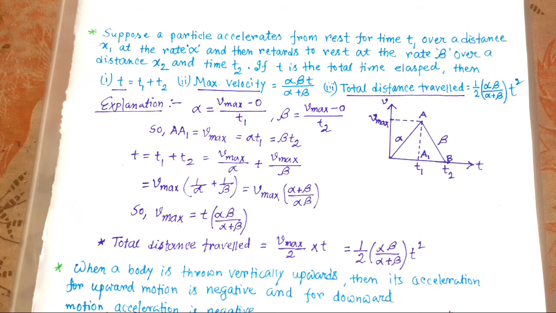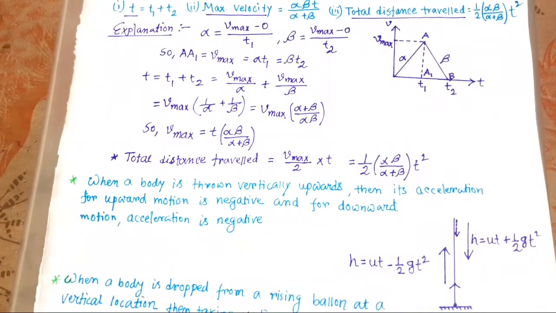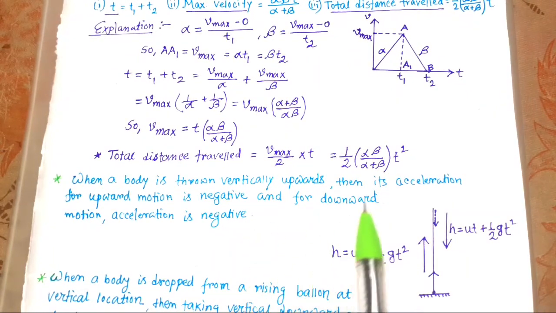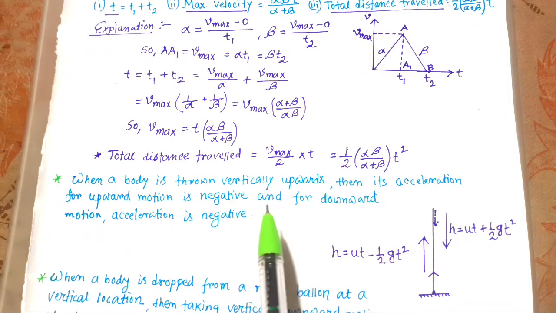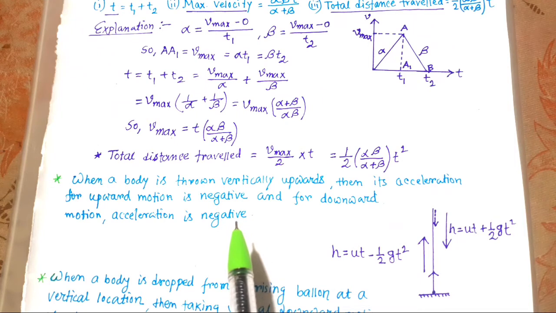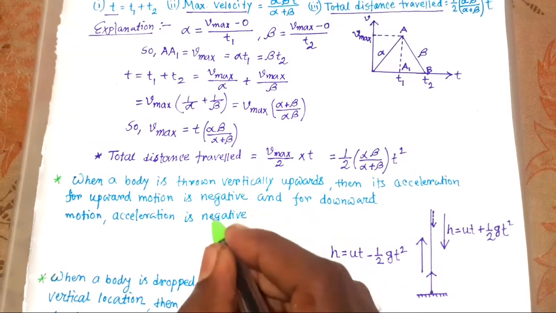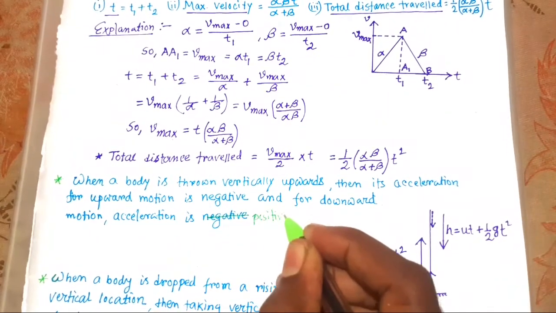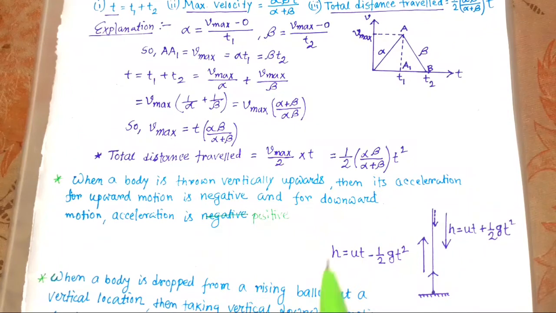Okay, now number 2. When a body is thrown vertically upwards, its acceleration for upward motion is negative, and for downward motion acceleration is positive. Okay, this will be positive, this is not negative, this is positive. For upward motion it is negative, and for downward motion it is positive.